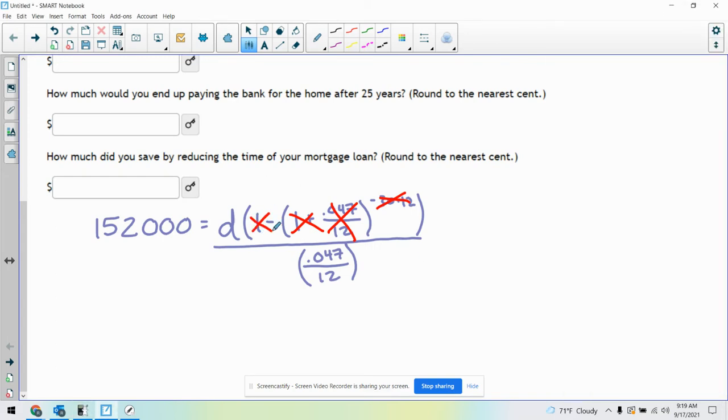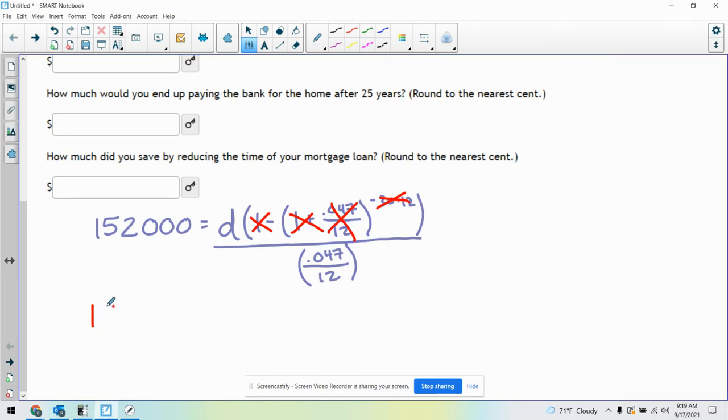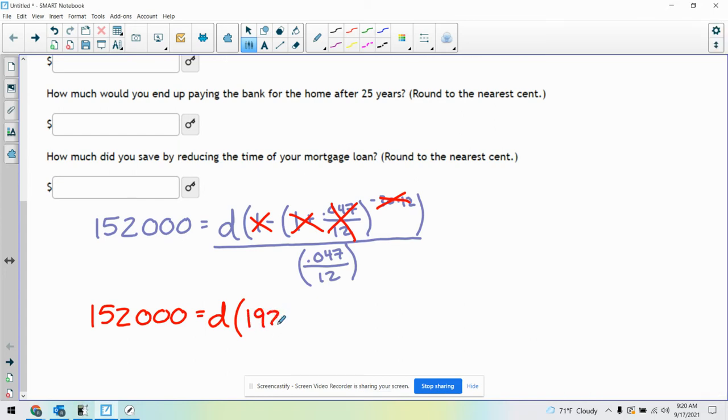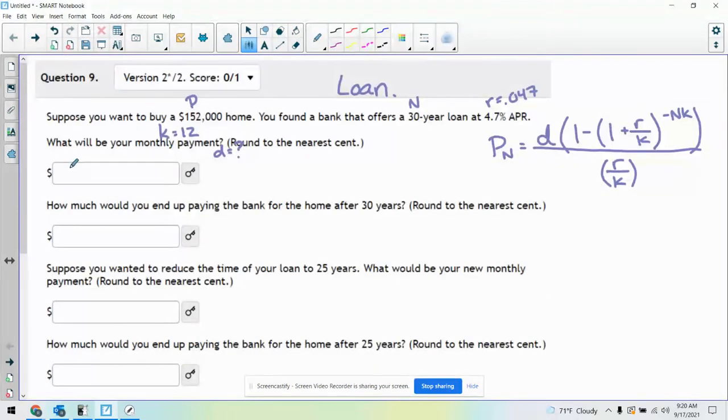That's the whole top. Now I'll divide that by the original decimal I had, which is up here. So I get 152,000 equals D times 192.81. All right, and the last step to get D by itself is divide both sides by that. 152,000 divided by 192.81. So my monthly payment will be $788.34.